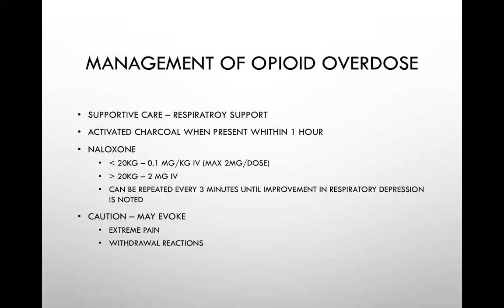Caution: with children who have been on opioids and have been controlling their pain well, when you administer the antidote naloxone, it reverses the effects of the opioids, which may evoke extreme pain, or you can notice withdrawal reactions. So when you are administering naloxone, please keep in mind that these patients can instigate extreme pain. Therefore, alternative analgesics should be readily available for these patients, and you should monitor for any withdrawal signs which can appear because of using the antidote naloxone.